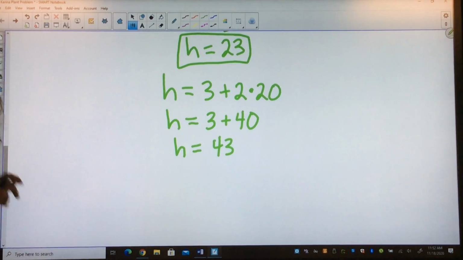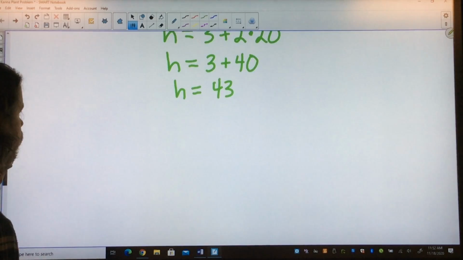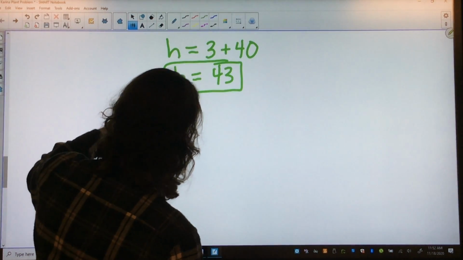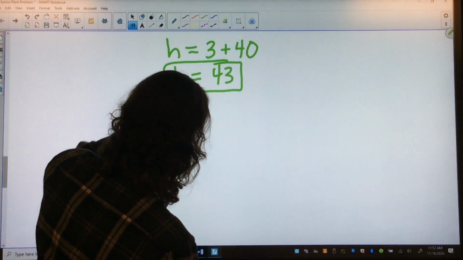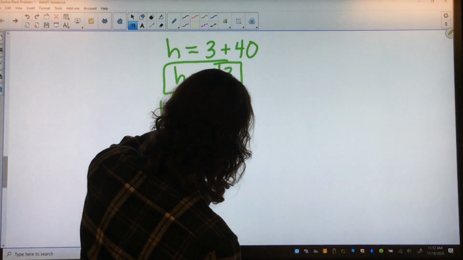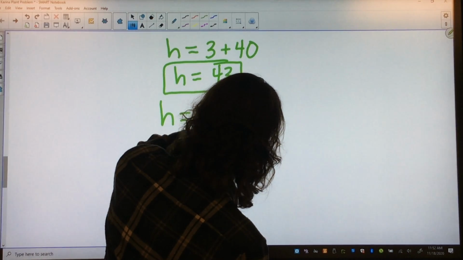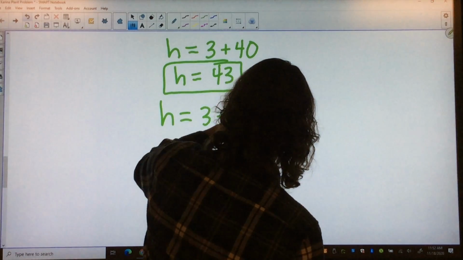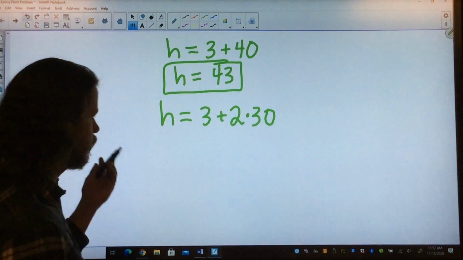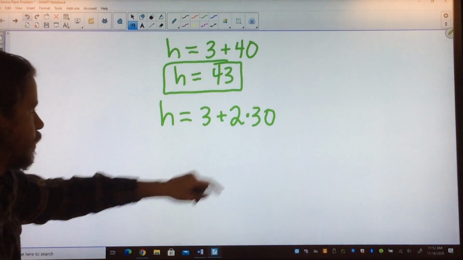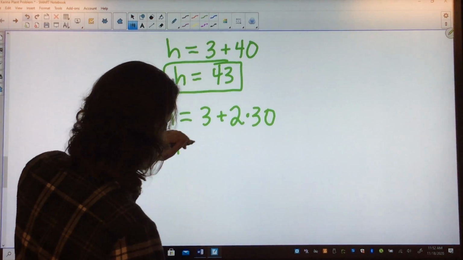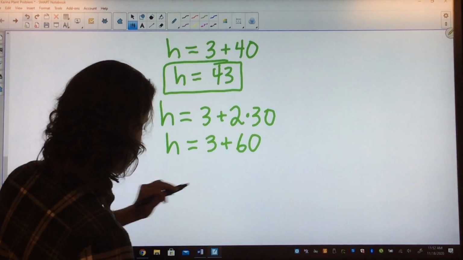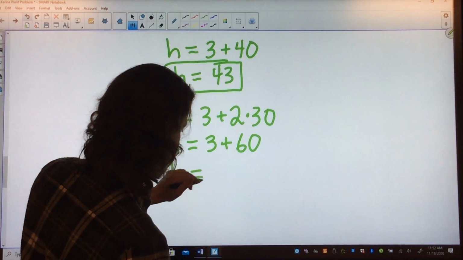All right, let's predict the height after 30 days. After 30 days, our height will be equal to 3 plus 2 times 30 days. Again, use our order of operations. 2 times 30 is 60. And 3 plus 60, of course, is 63.